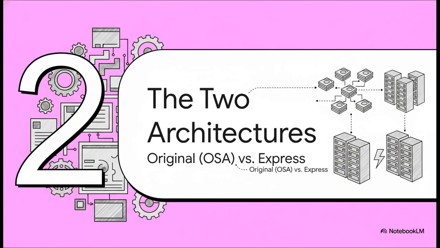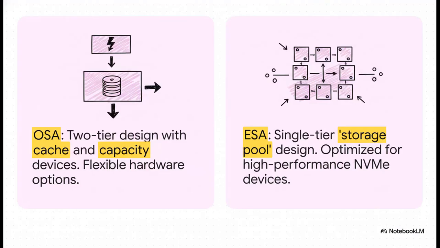Right, so vSAN isn't just one thing. It's evolved over time. Let's break down the two main architectures you'll hear about: the original storage architecture, or OSA, and the new kid on the block, the express storage architecture, or ESA. So, on one hand, you have OSA, the original storage architecture. Think of it as a two-tier system. You've got a really fast cache layer to speed things up, and then a bigger capacity layer for all your data. The great thing about OSA is its flexibility. It can even work with older spinning hard drives.